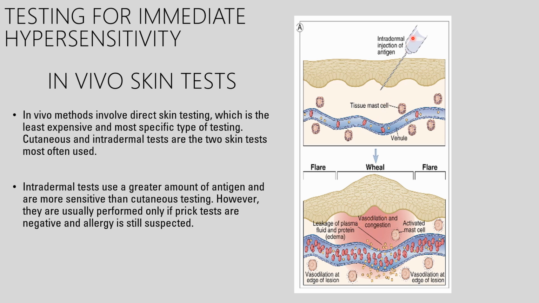So you will see if na-introduce na yung antigen, there will be vasodilation and congestion, activated mast cells, and there will be leakage of plasma fluid and protein, which will cause edema in the surrounding tissue.